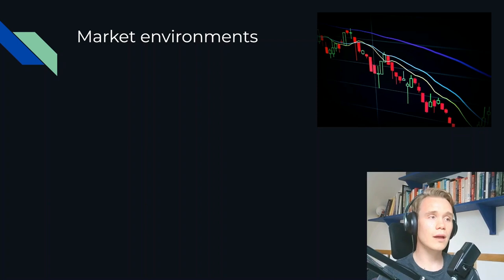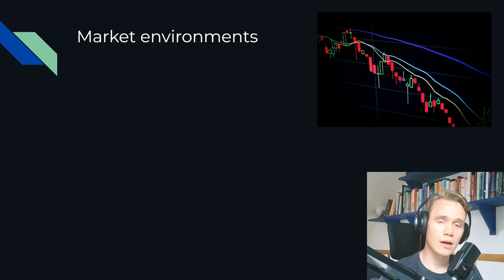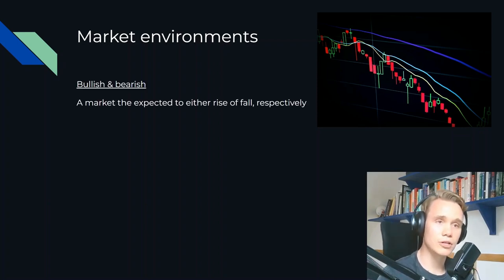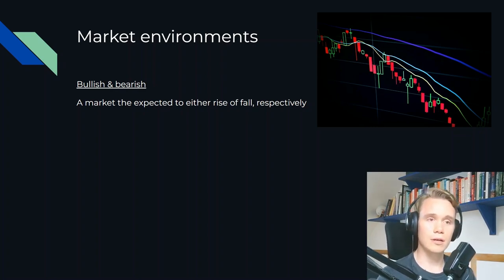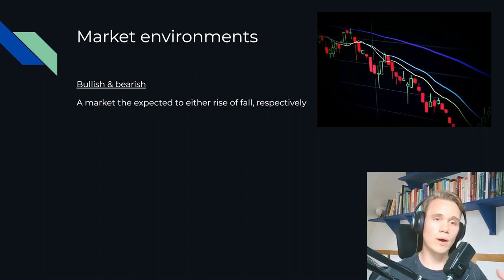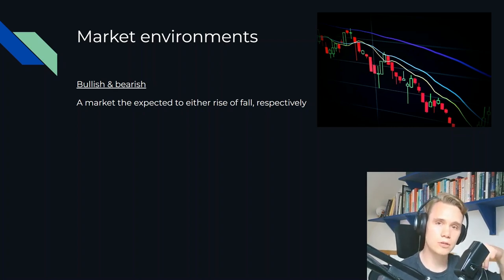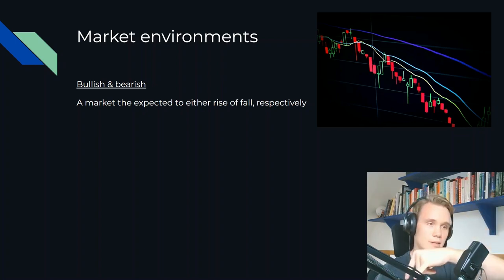Now, market environments, what we firstly have is bullish and bearish markets, and what that represents is the market that is expected to either rise or fall respectively. So in a bullish market, we're expecting the markets to go to the upside, and in a bearish market, we're looking for price to move to the downside. Now, the way in which that has come about back in the day, I believe it came from the terminology that the bulls strike from the downside to the upside, and then the bears jump up and strike to the downside like that.